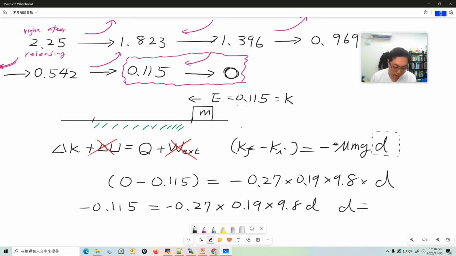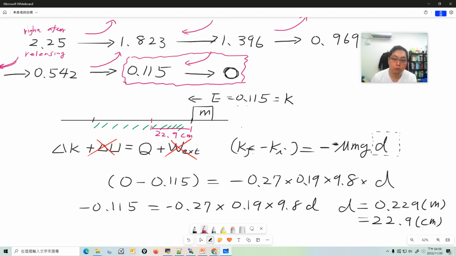And you just use the calculator. What is D? Let me see. Just give you the answer. The D is 0.229, and the unit is meter. So it's equal to 22.9 centimeter. So here is D. When you go into the rough surface, it will move 22.9 centimeter and it will stop.